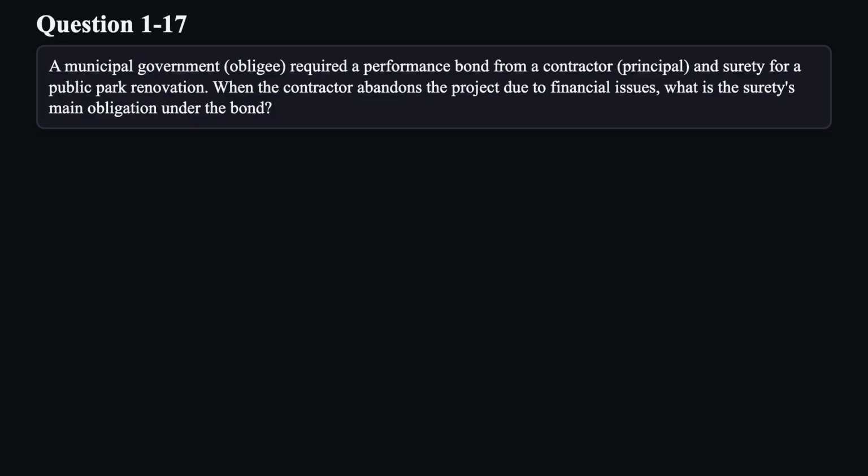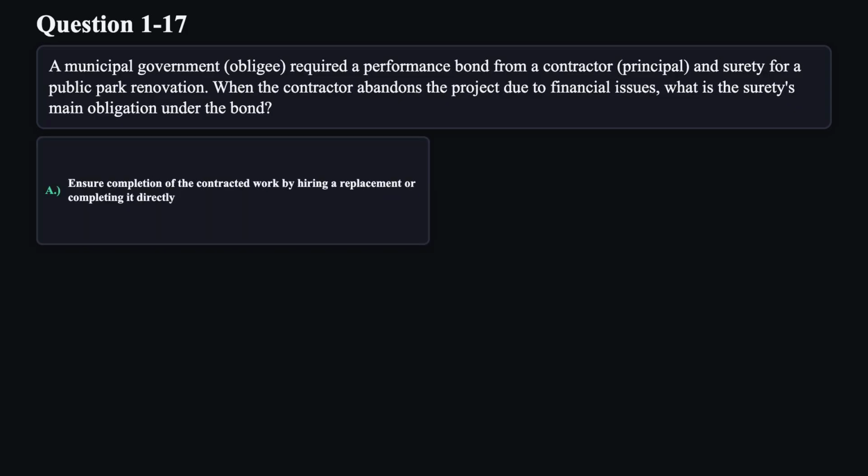A municipal government, obligee, required a performance bond from a contractor, principal, and surety for a public park renovation. When the contractor abandons the project due to financial issues, what is the surety's main obligation under the bond?